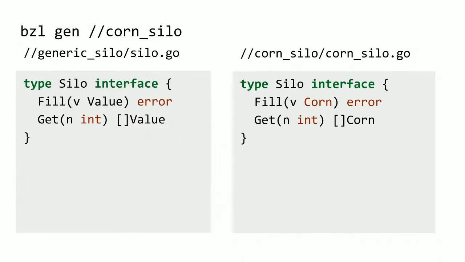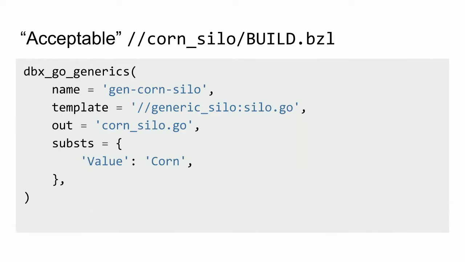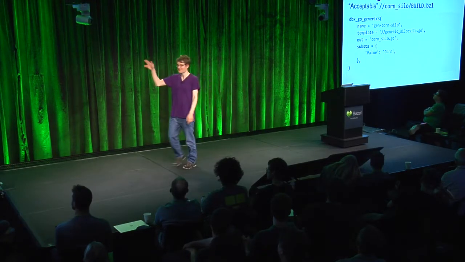So what would happen is if you went and ran BZLGen corn silo, then if we looked at the content of generic silo, we would see that what ended up in corn silo was just filled. The value was replaced with corn as we had specified in the build file. Great, so Go generics are solved. So I bring this point up not only to make fun of Go, but to say that from a build systems perspective, what you should be doing is writing a rule to generate your Go generics.